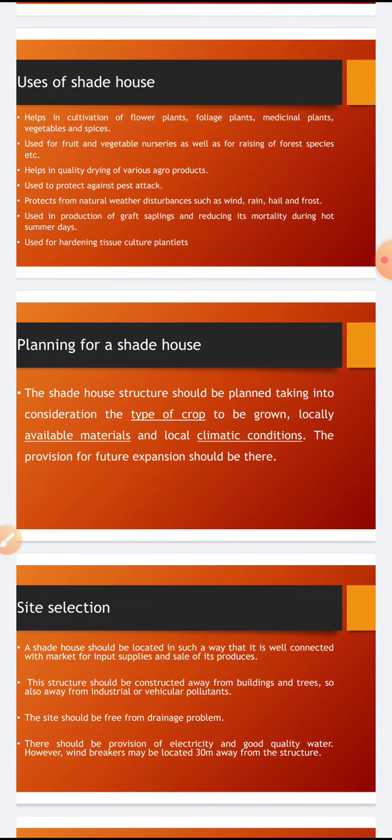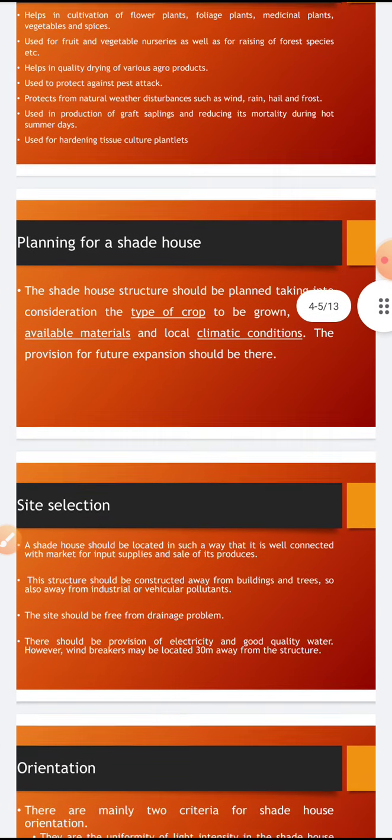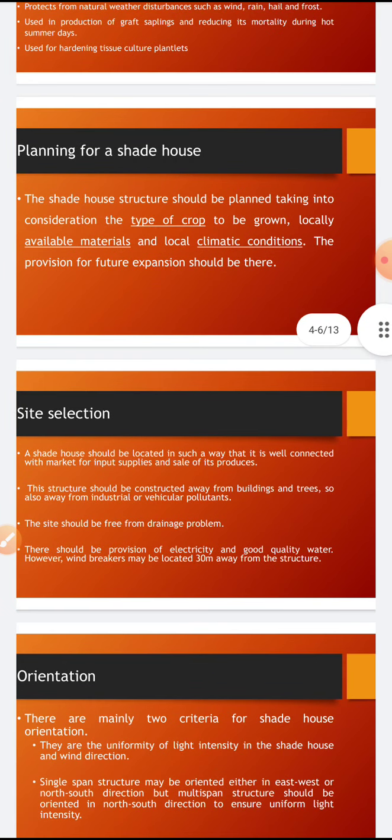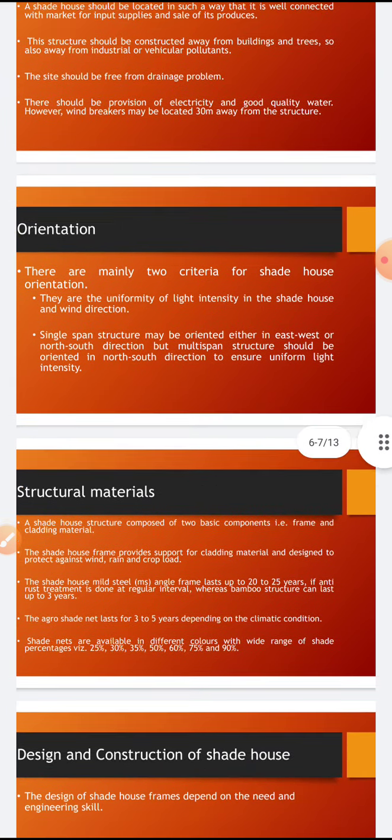Then site selection for Shednet houses. The shade house should be located in such a way that it is well connected to the market, for input supplies and sales of the produce. The structure should be constructed away from buildings and trees, and also away from industrial and vehicular pollutants. The site should be free from drainage problems. There should also be provision of electricity and good quality water. However, windbreakers may be located 30 meters away from the structure.